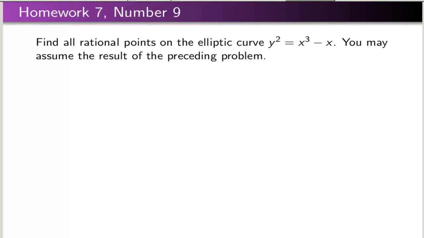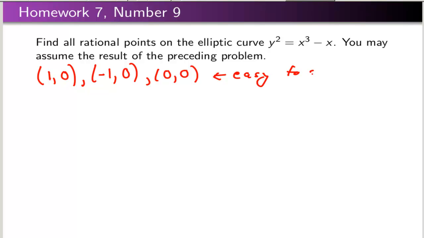So find all rational points on the elliptic curve y squared is x cubed minus x. Well, there are some easy to identify points. When x is 1 and y is 0, that works. And of course this is an odd expression, so when x is negative 1 and y is 0, that would also work. And let's see, if x is 0, what solution do we get? Well, 0, 0, so these are easy to spot.